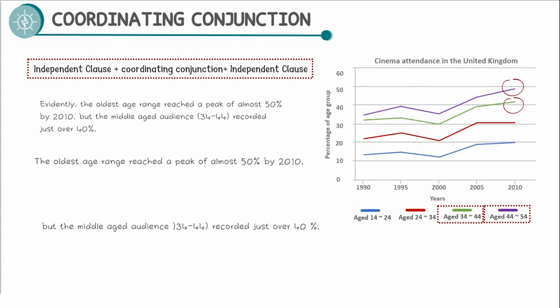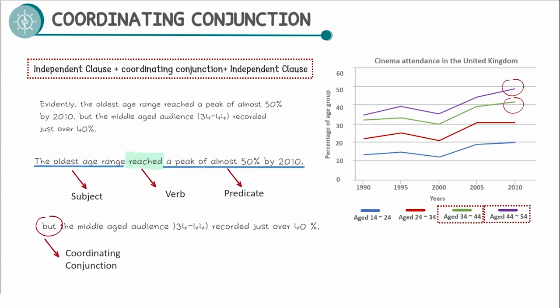recorded just over 40%. In this given example, the oldest age is the subject, reached is the verb, and the peak of almost 50% by 2010 is the predicate. But is our coordinating conjunction here, followed by the middle-aged audience, another subject of another independent clause, connected by our coordinating conjunction, then recorded as our verb, and just over 40% is another predicate.